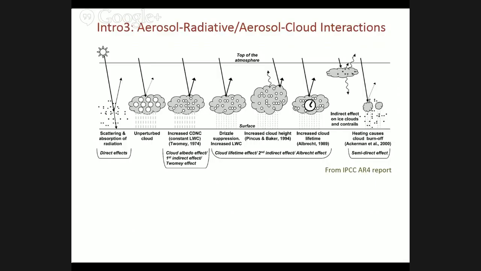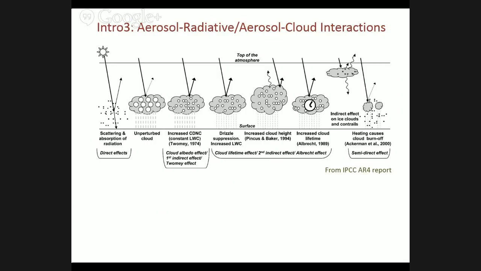What are direct effects? Aerosols, these particles suspended in the air, can directly interact with the incoming solar insolation. They can either absorb the radiation or scatter it back. This is the way they divide different effects. The direct effect is just about how much of the incoming solar radiation is scattered or absorbed, and the rest all is aerosol cloud interaction. So let's take them one by one.